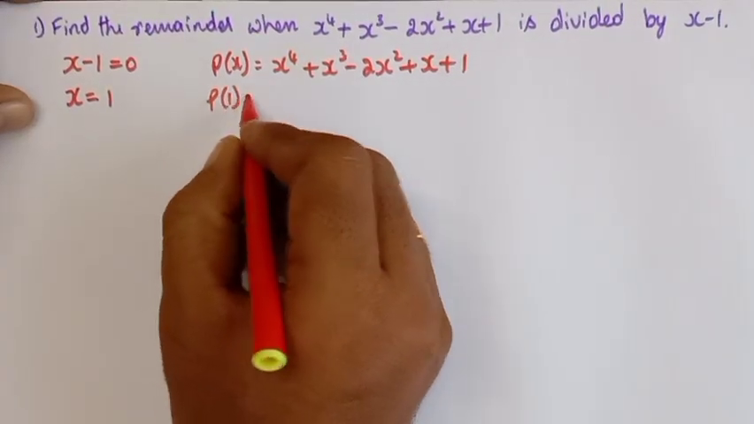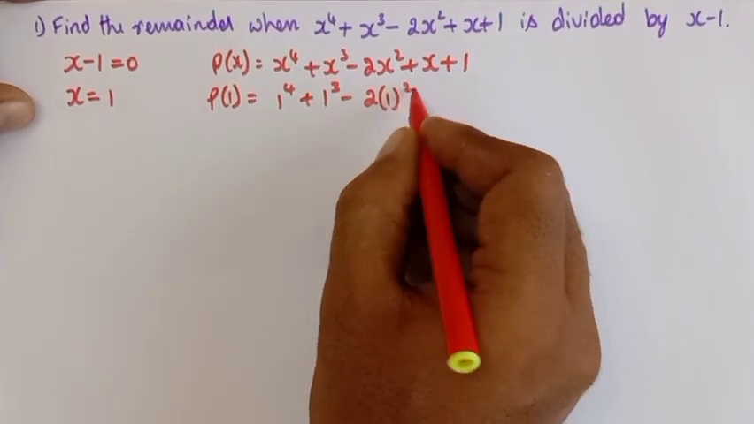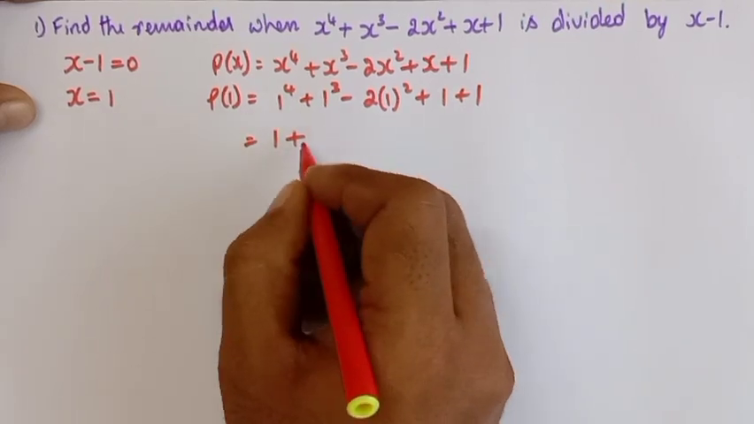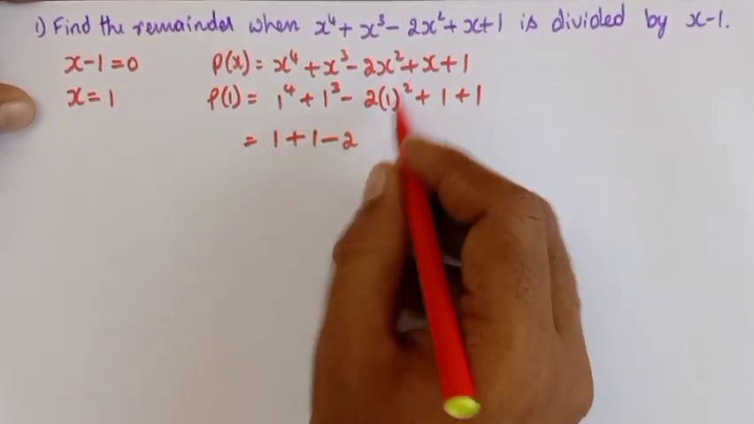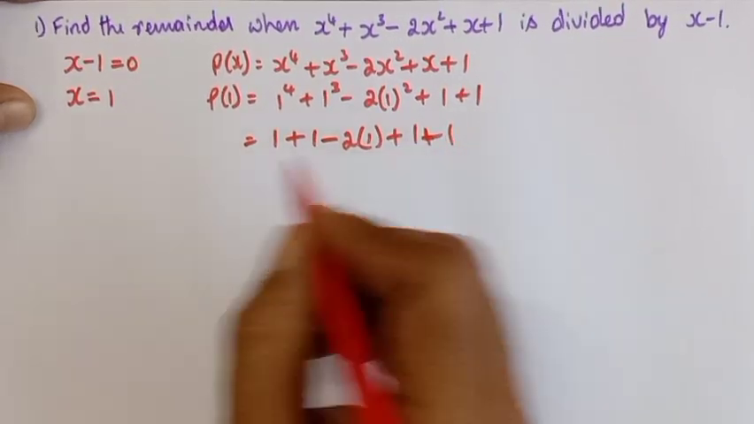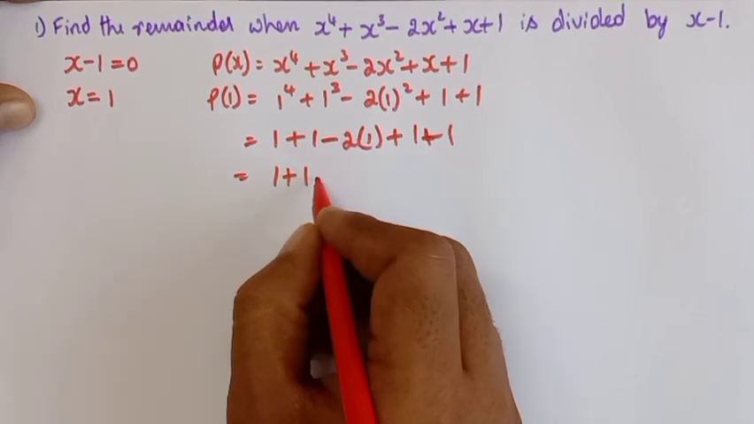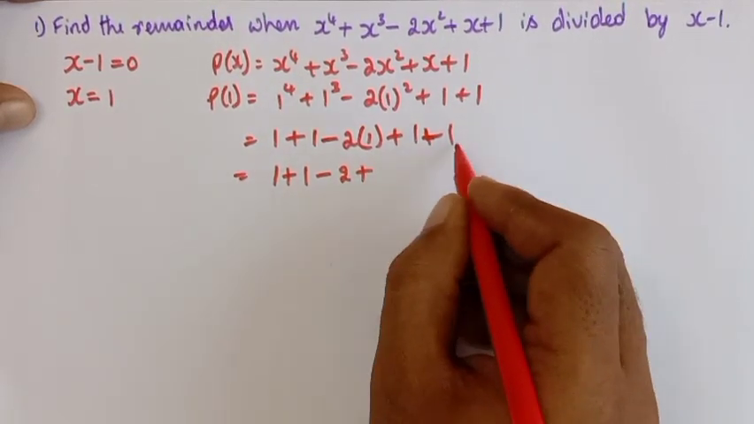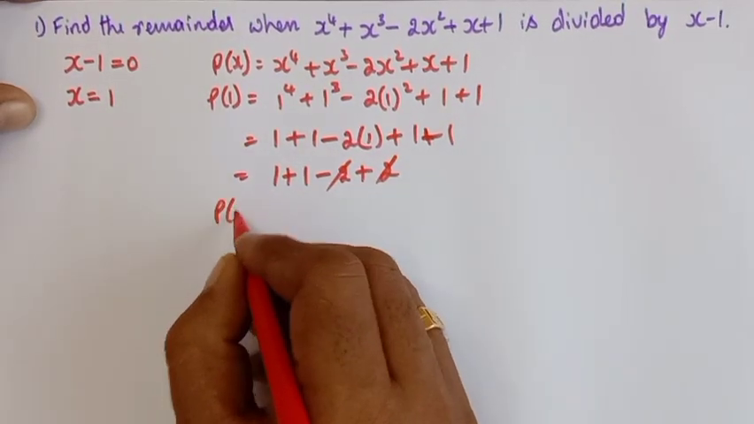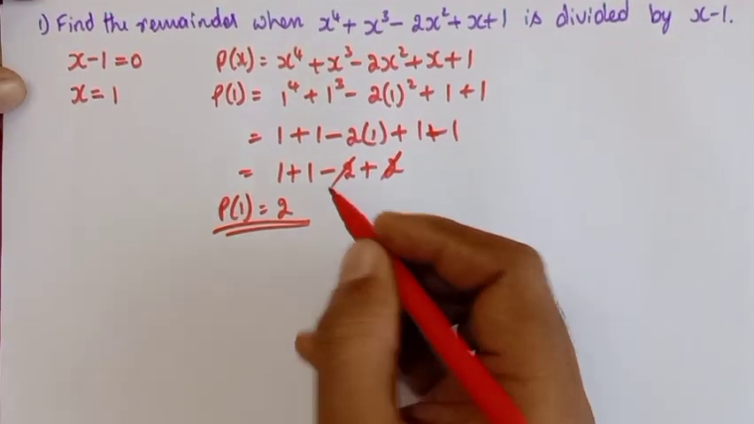Here p of 1 is equal to 1 to the power of 4 plus 1 cube minus 2 into 1 square plus 1 plus 1. So 1 to the power of 4 is 1, 1 cube is 1, minus 2 into 1 square is minus 2, plus 1 plus 1. So the answer is 1 plus 1 minus 2 plus 1 plus 1, which is 2. Minus 2 plus 2 cancels. So p of 1 is equal to 2. This is the remainder.